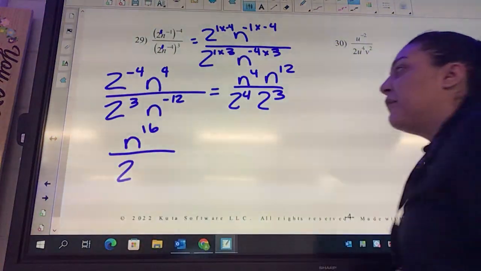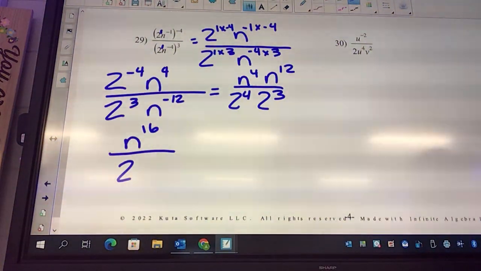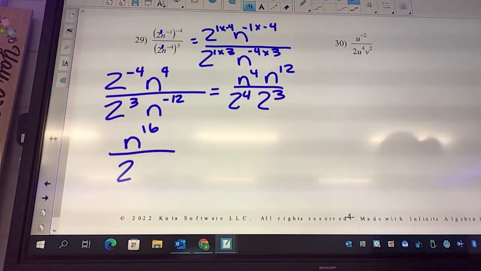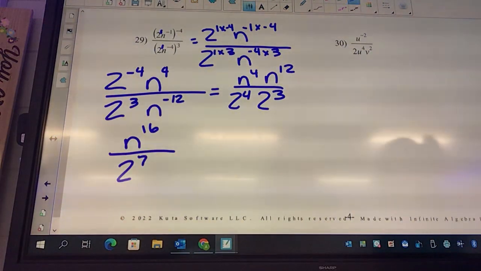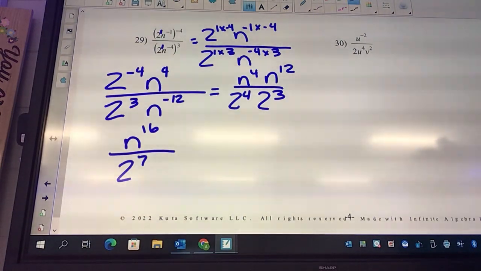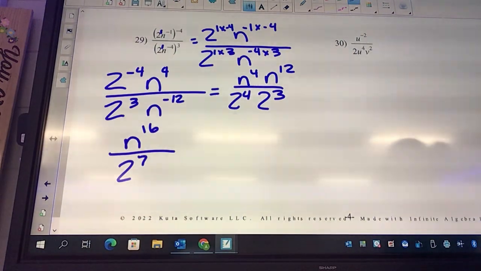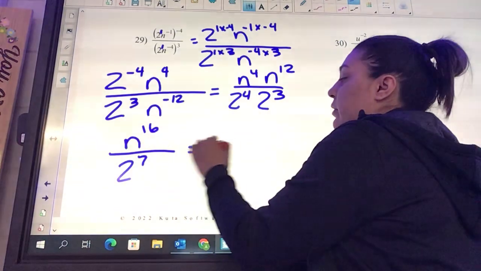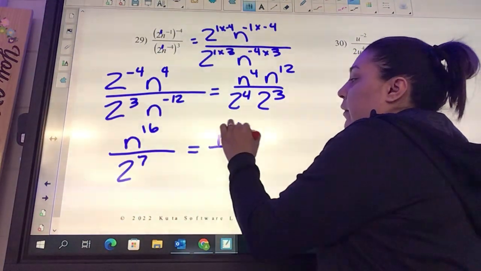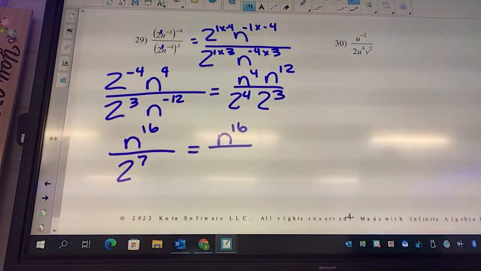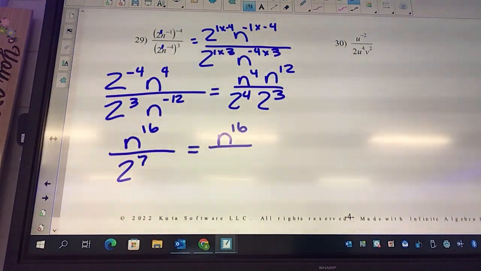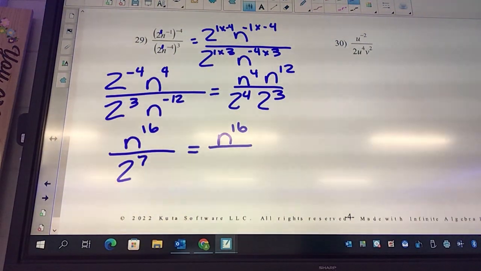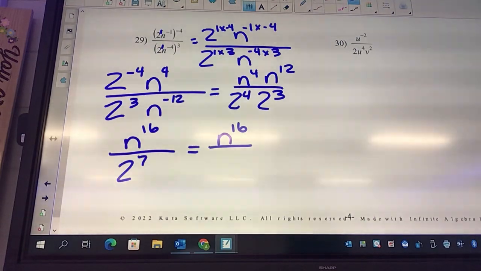The 2, I have 4 of them and 3 of them. 7. We got to simplify it because there's no letters. What is 2 to the 7th power? I don't know what it is. 128.